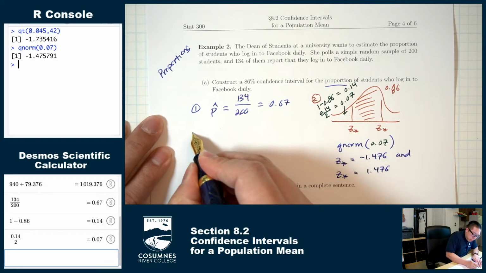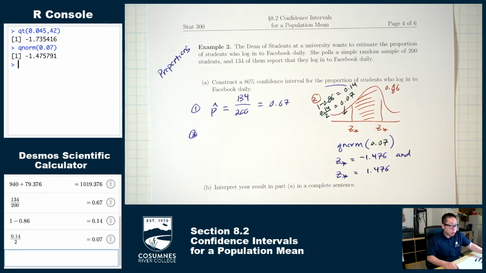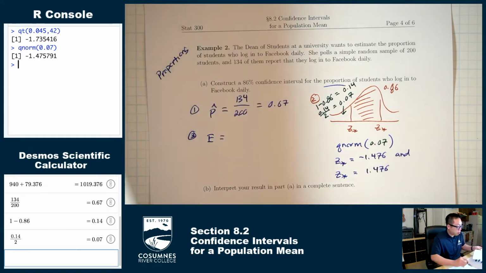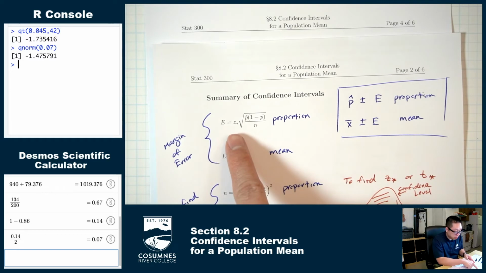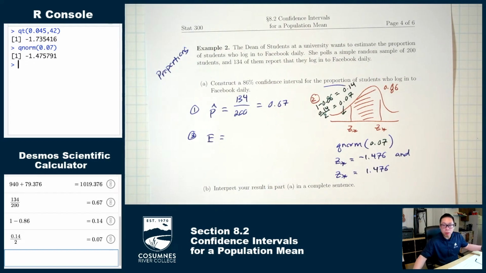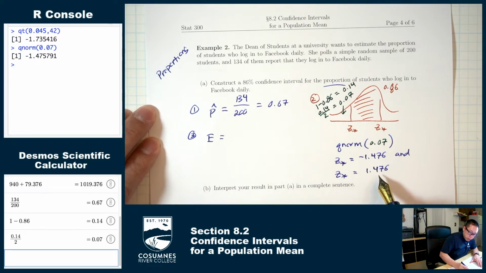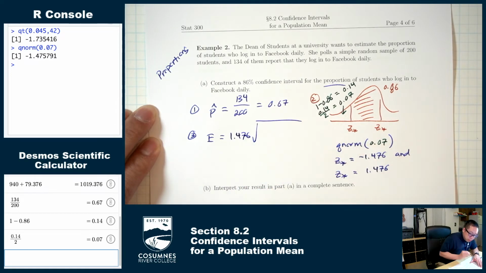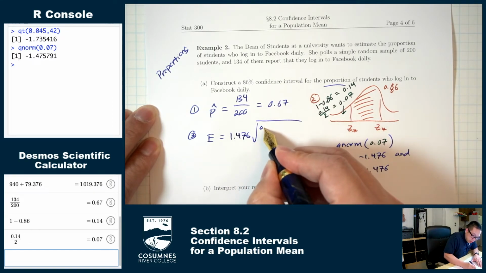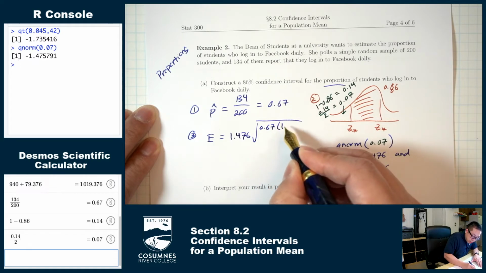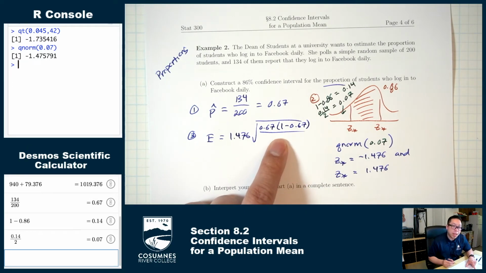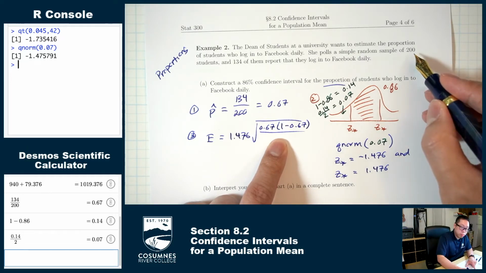Step 3 is to find our margin of error. So the margin of error for the proportion situation is going to be Z star times the square root of p hat, parentheses 1 minus p hat, over n. Z star is 1.476. I always use the positive one. p hat is 0.67, so 1 minus 0.67, over n. N is our sample size. How many people did we ask? 200.